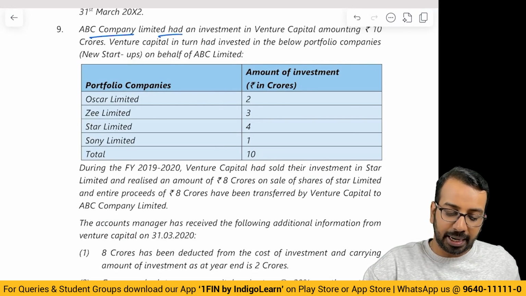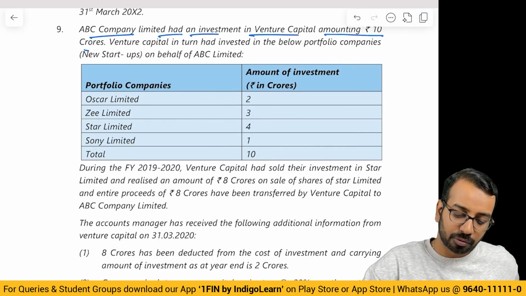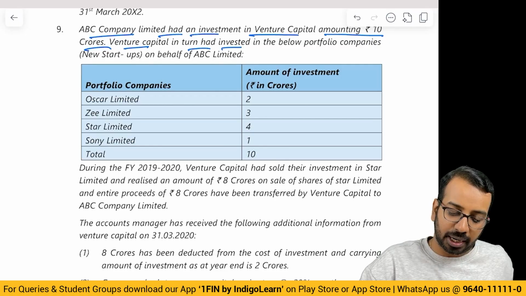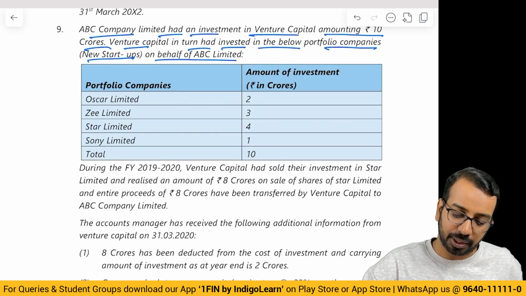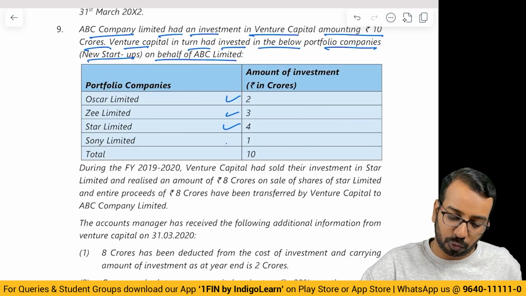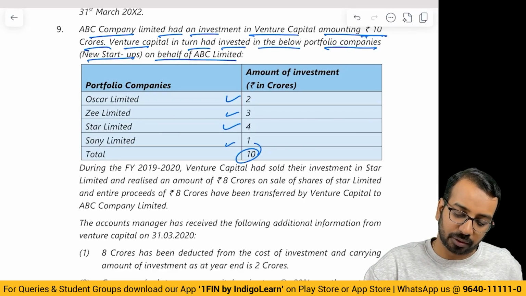ABC Limited had an investment in venture capital amounting to 10 crores. Venture capital in turn had invested in the below portfolio companies, new startups on behalf of ABC Limited. So investment is 2, 3, 4, 1. Total investment is 10 crores.